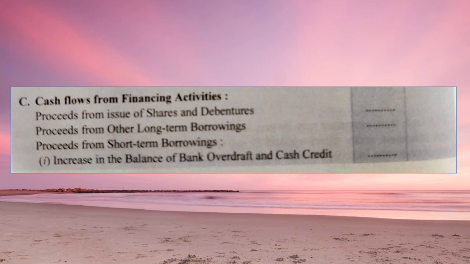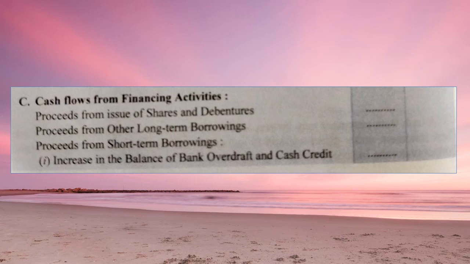Second number, proceeds from other long term borrowings. It can be any type of long term borrowings, and what type of borrowing it is will be given to you. If you have taken a loan, it means there is inflow of cash, that will be added. Proceeds from short term borrowings. See, any type of borrowings, they can be long term, they can be short term, that will be taken. When you see that the balance of bank overdraft or cash credit has increased, it is very clear that the business has taken more loan. But listen to one thing, bank overdraft and cash credit are short term borrowings. It means the business will give the money back within 1 year.